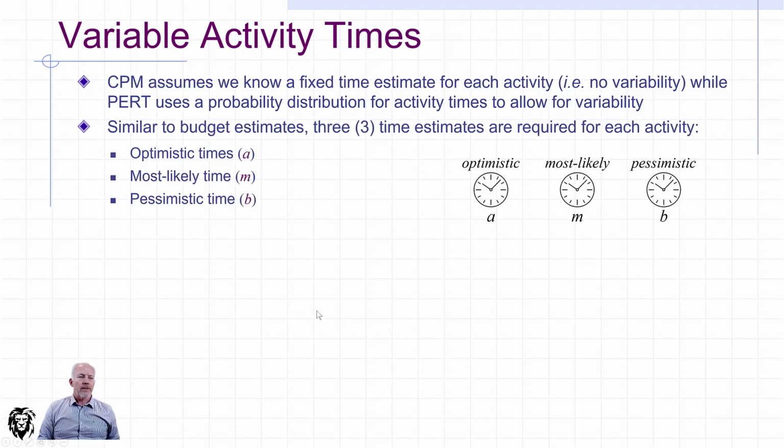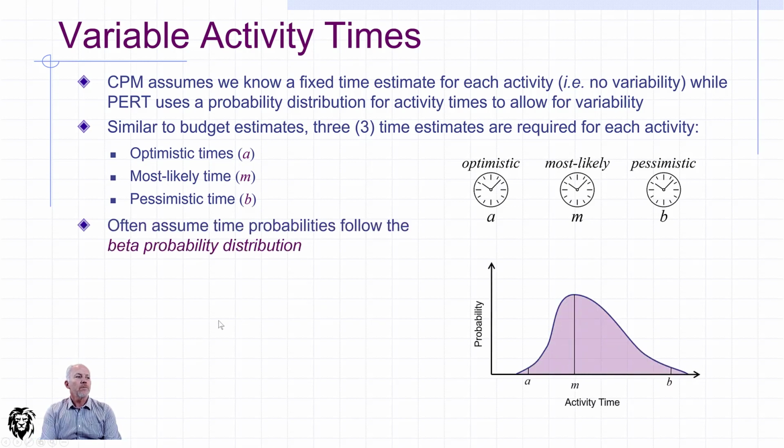So similar to budget estimates, where we used three cost estimates, we're going to use three time estimates for each of the work packages or activities. We're going to have an optimistic, a pessimistic, and a most likely, shown here as A, M, and B. The one thing we do know from the research is that time probabilities are well represented by a beta probability distribution, so we're going to use PERT with a beta probability distribution. And the same formula applies that we used in cost estimating.